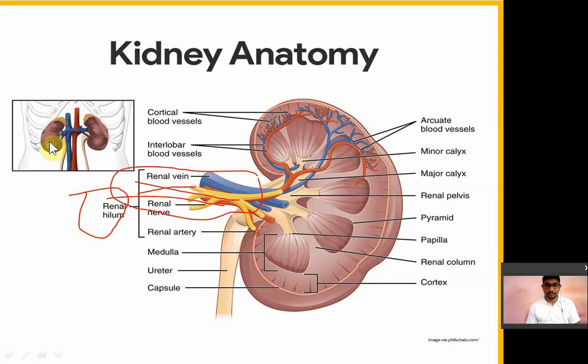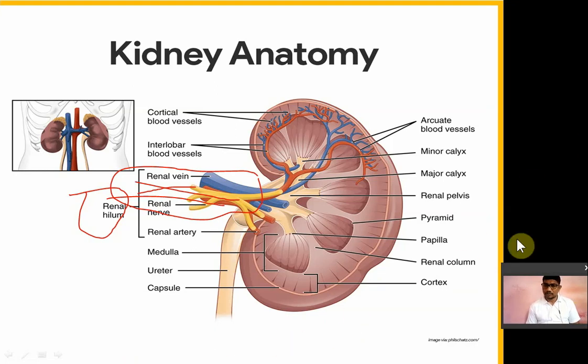So we have seen the different layers of the kidney: outer cortex, middle medulla, and inner renal sinus. I have also told you what is present in the cortex part of your kidney.